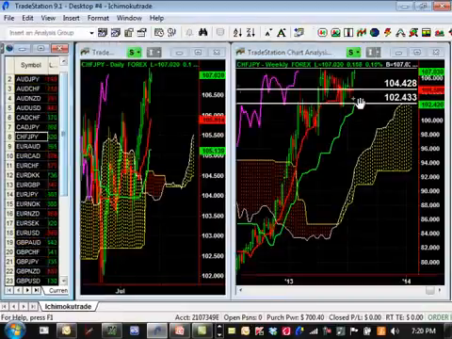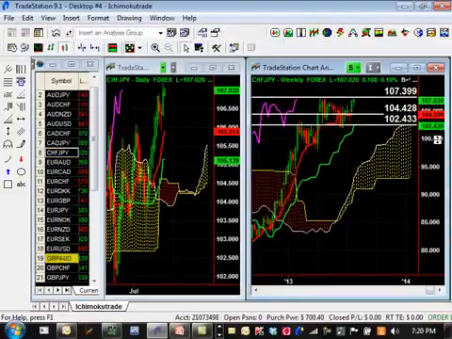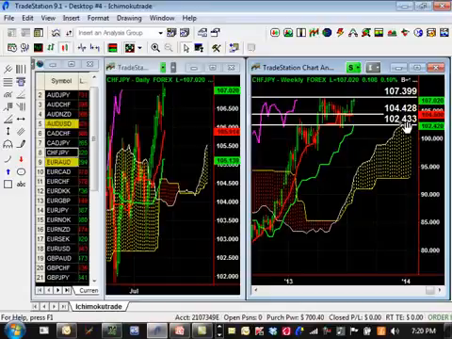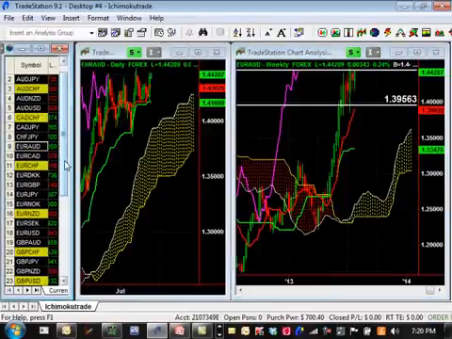Swissy Yen. Really it's still trending here, very strong, just like the CAD yen, but this seems to be stronger. It's butting against its resistance right now, which is 107.39. Support on this one is going to be 104.42. Let's go look at the Euro pairs now.